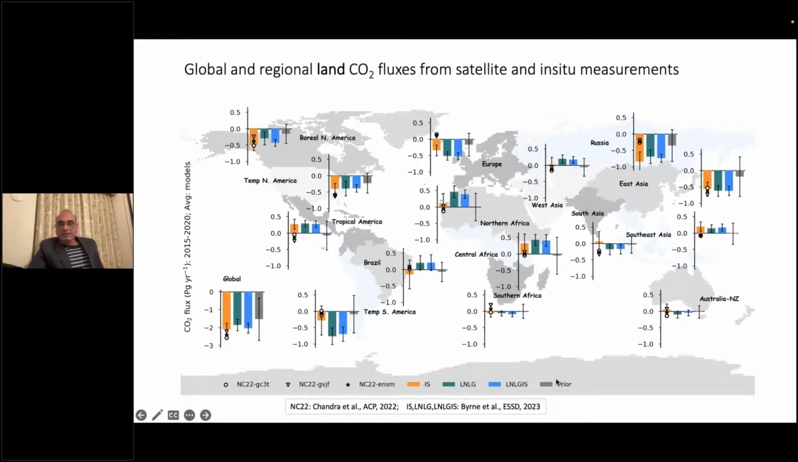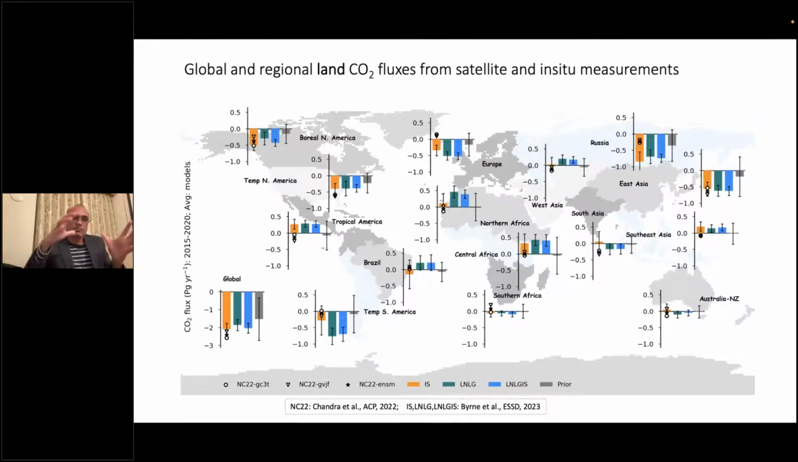So I have the bars in one group, and then the symbols, which are derived from our inversions. Generally, they're in very good agreement, so they are falling in the same uncertainty range. But for some of the regions, for example, Europe or Russia, our estimations are going outside of the error bars of the other estimations. Which means that there are some regions where we have a lack of confidence.